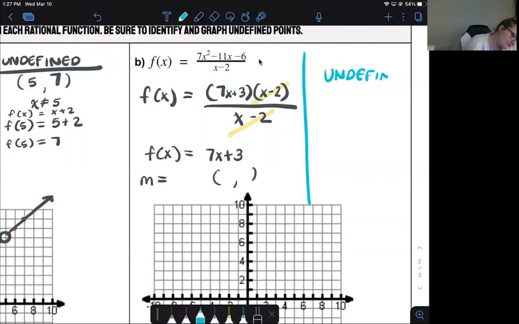So I actually want you to finish this as much as you can on your own. Find your undefined point, identify what x is not allowed to be, plug that back into your simplified function to find your y value, and then go ahead and finish graphing this. See what you can do.